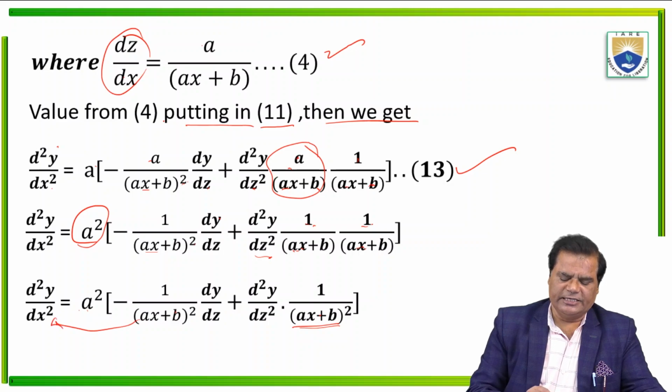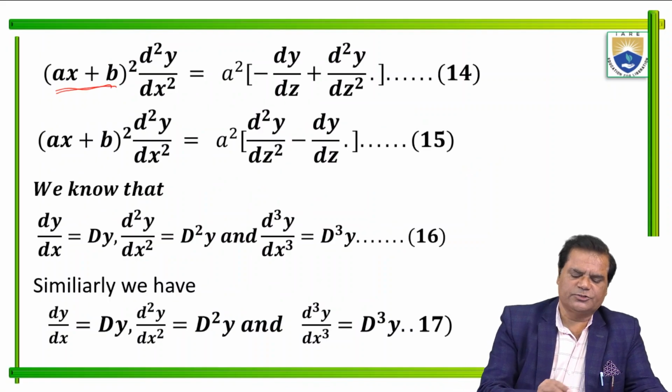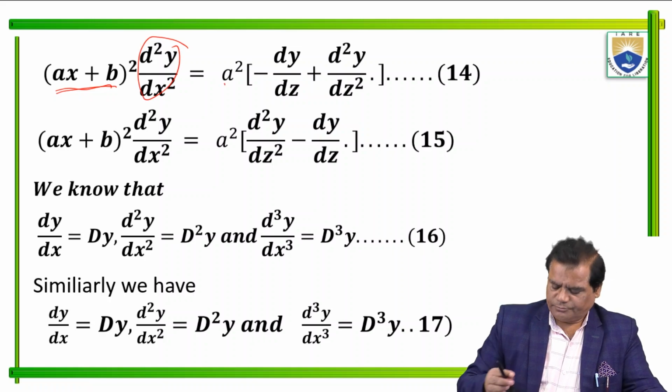Multiply by (ax+b) whole square in each term. Then this term cancels out here, this term cancels out, and this goes to this side here. So we get here (ax+b) whole square d2y/dx2 equal to a square.